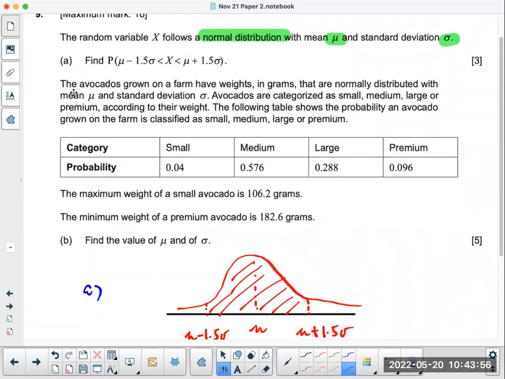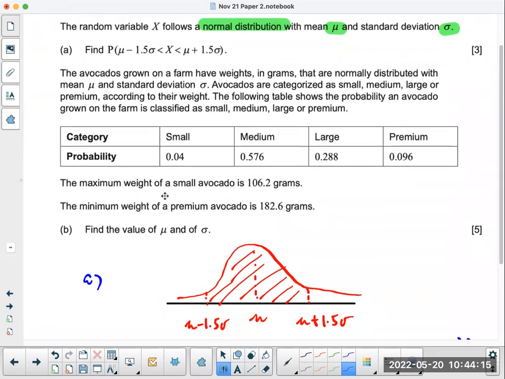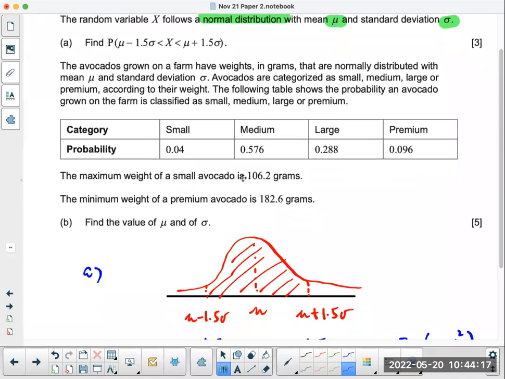Okay, part B. The avocados grown on a farm have weights, and they give you this. It's normally distributed, and they categorize them as small, medium, large, or premium. And you have the probability of each of the 4 over there. The maximum weight of a small avocado is 106.2. Small is right here. So let me color code it. It's easier to see. Small is this.